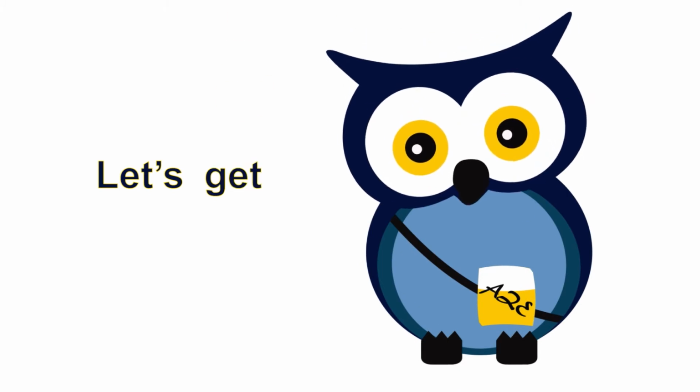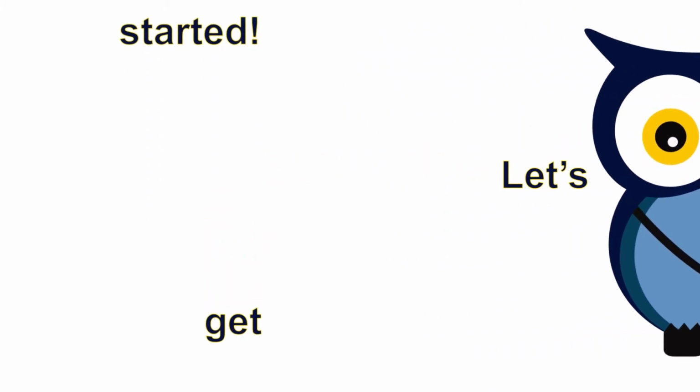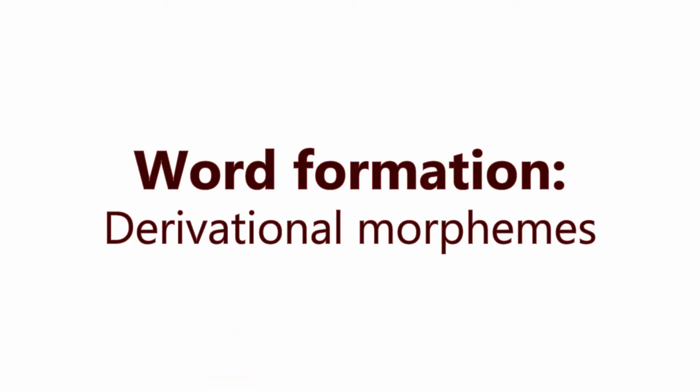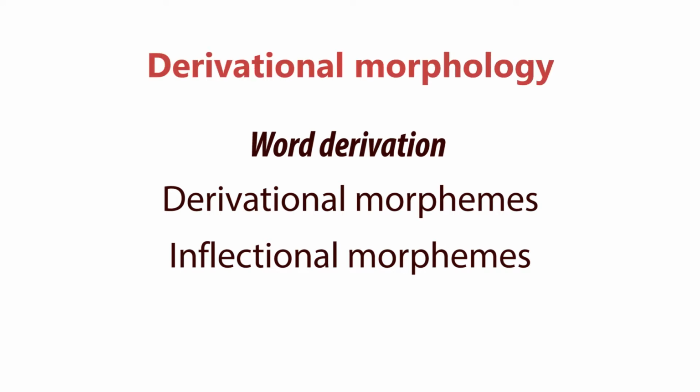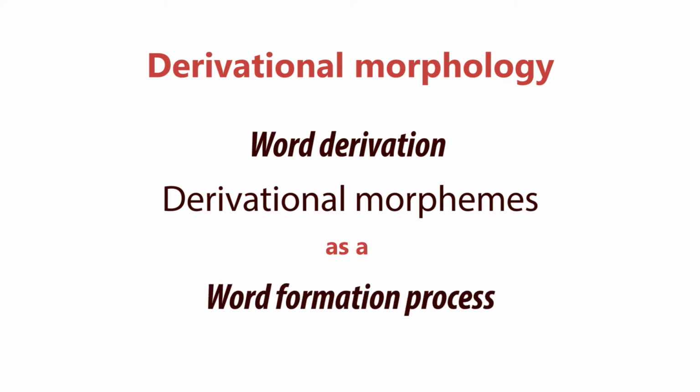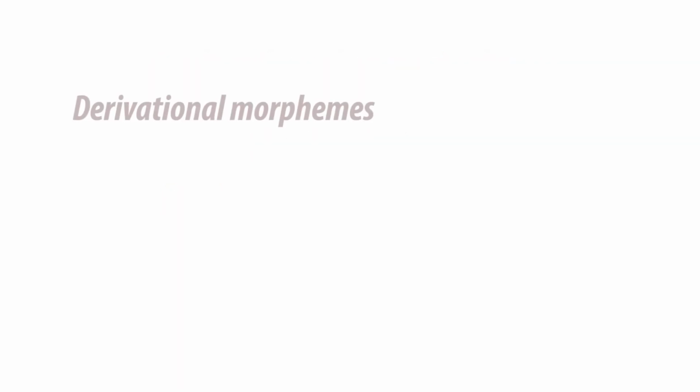So let's see what we've got today. We have already covered derivation and inflection in previous videos and briefly touched upon the topic of derivational morphology. But today, I'm going to talk about derivational morphemes as a word formation process. We have talked about derivation, and this might be some sort of review.